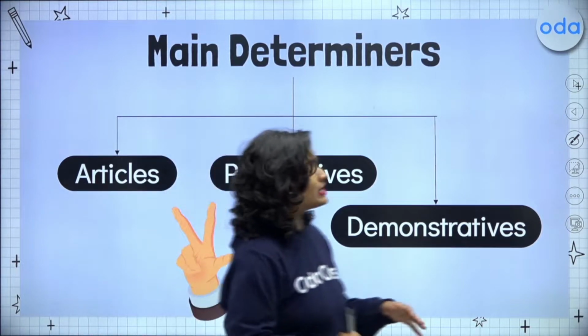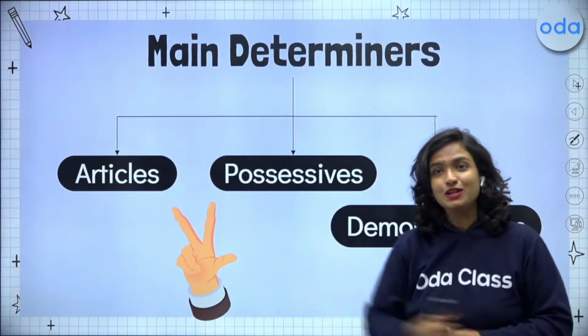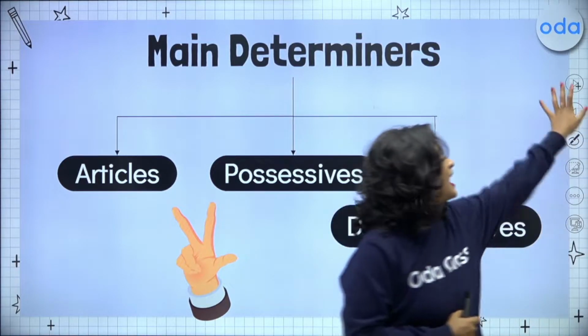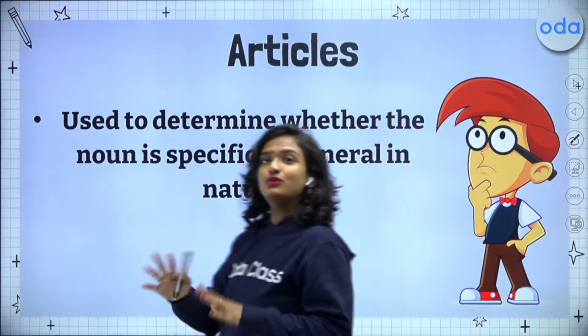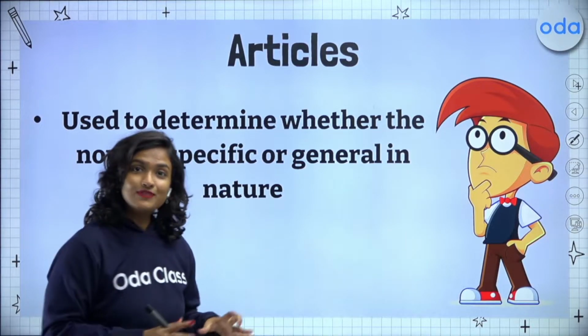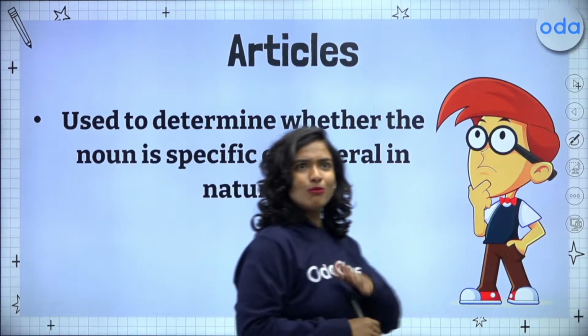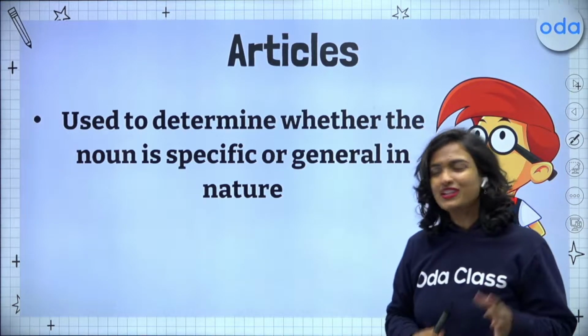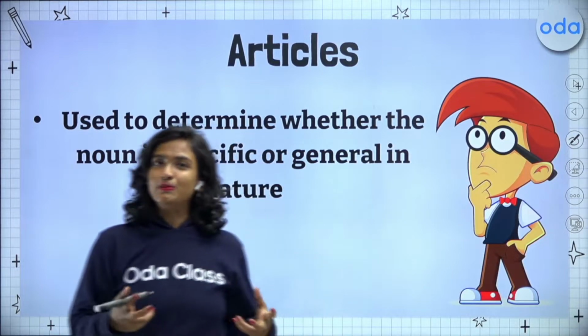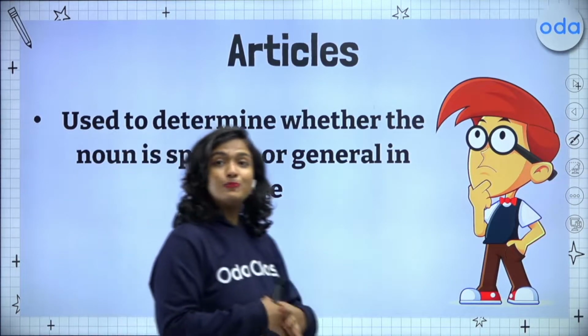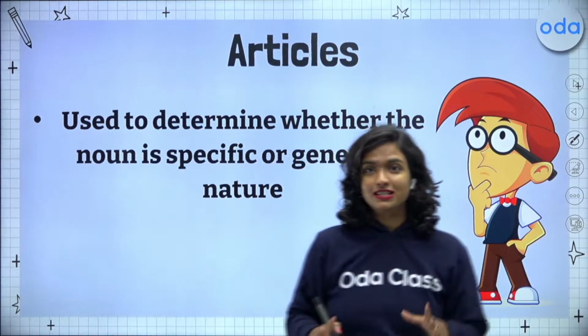Starting off, students, like I said, with our first main determiner, which is articles. Now, I am sure that a lot of you already know about articles, right? We have been learning about articles probably since class 2 or 3, right? So, what are articles, students? These help us determine whether our noun is specific or if it is general in nature.